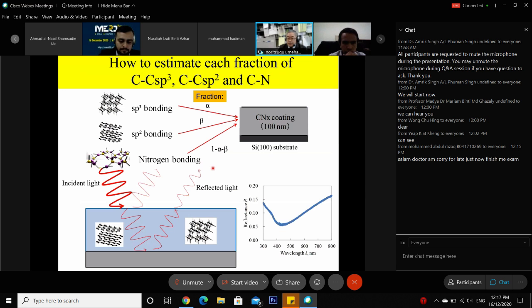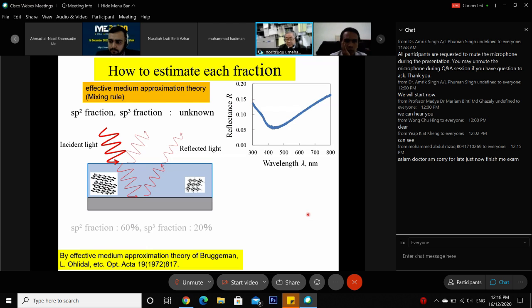In the case of a carbon nitride coating, it includes many types of bonding: C-C sp3, C-C sp2, and C-N. Each bonding has its own specific spectrum. So if we do the matching, we can get the volumetric fraction of sp3 bonding, sp2 bonding, and nitrogen bonding.